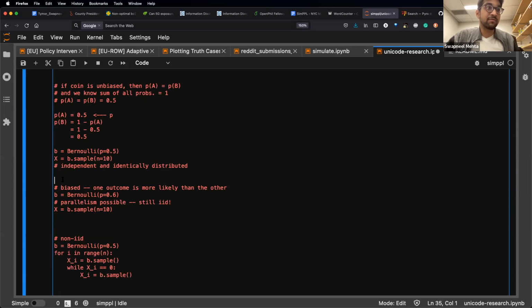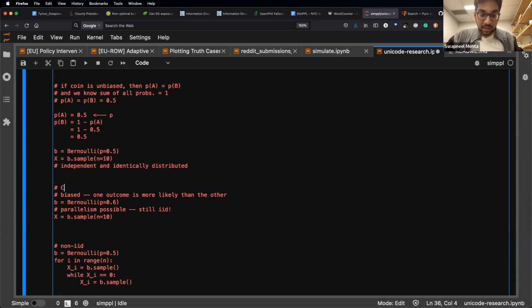So we've seen failure of case one, biasedness fails, or unbiasedness fails. We've seen case three, or case two, which is... what are we doing? This is no longer identical, this is no longer independent.